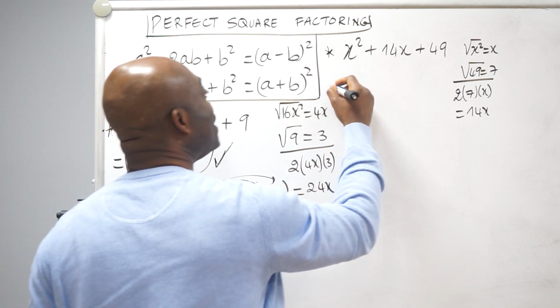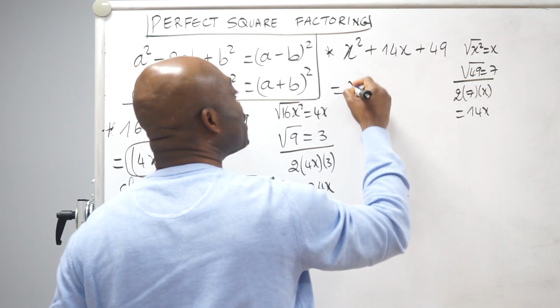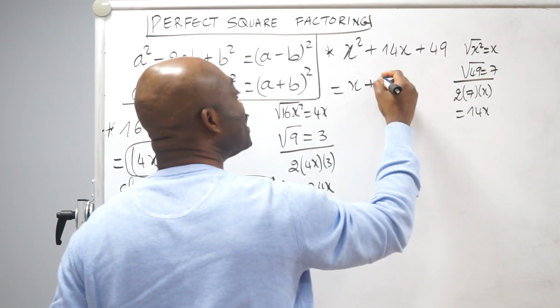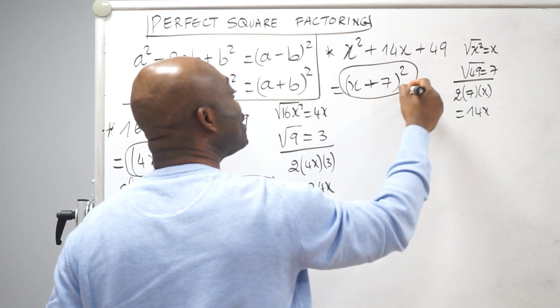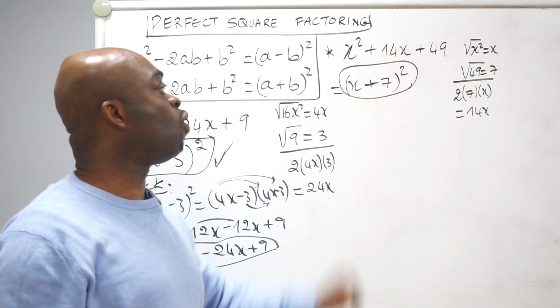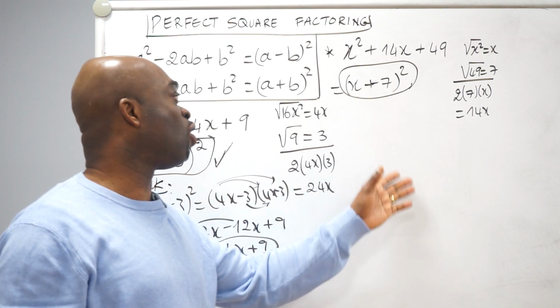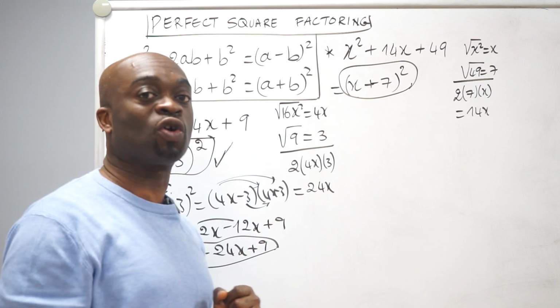That means this is equal to, then what is A? A is x plus B. B is 7. And then you square it as well. And this is your final answer. So you can always do this. Then you can always, again, check this one as well, just to make sure that it is also correct.